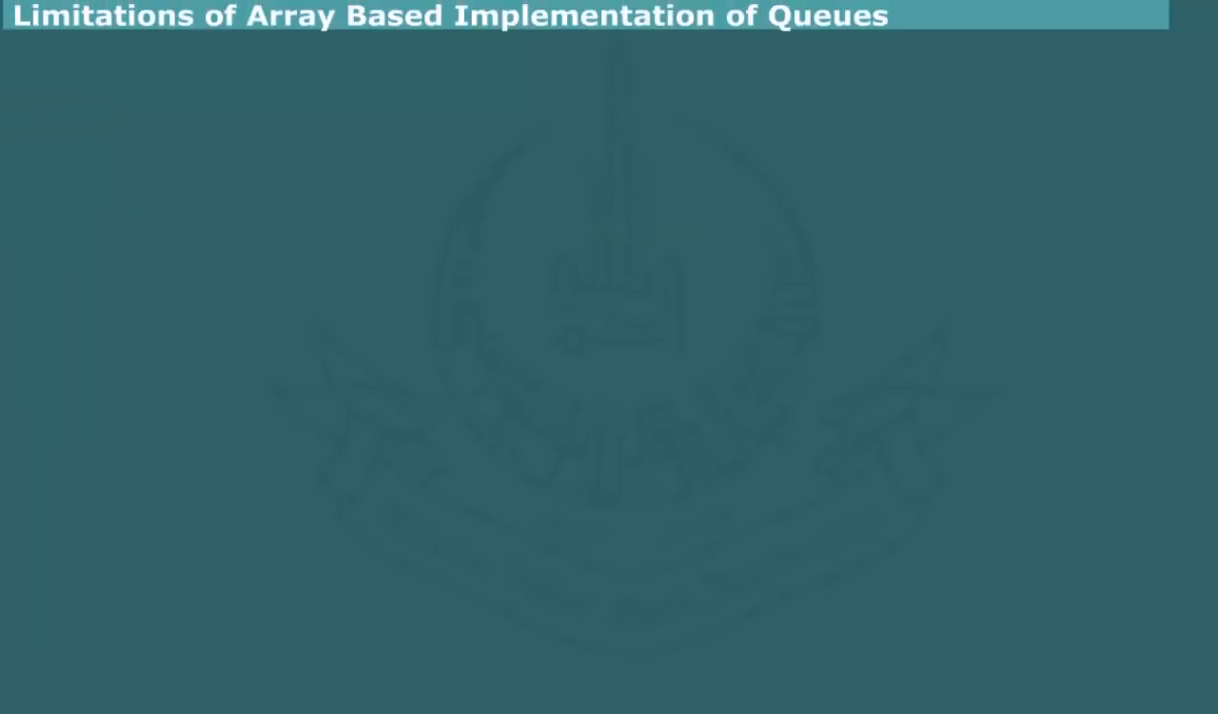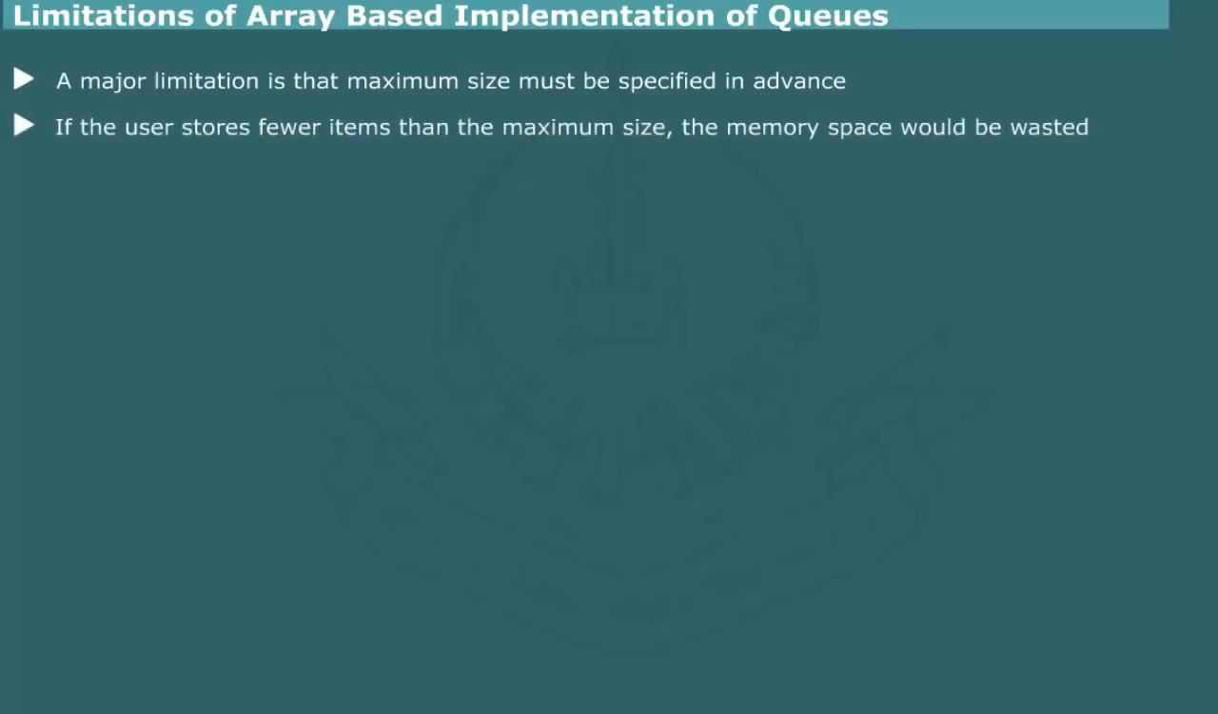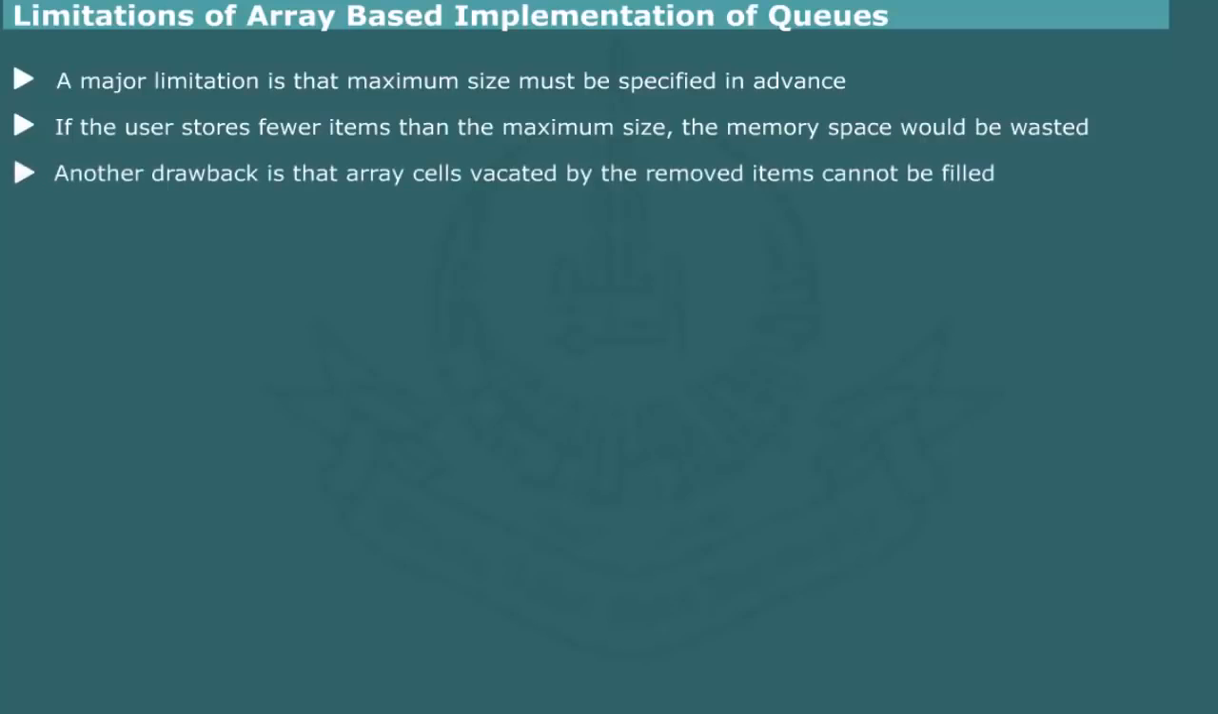Limitation of array-based implementation of queue. A major limitation of the array-based design is that the maximum size of the queue must be specified in advance. If a user needs a queue to process fewer items than the prescribed size of array, a lot of memory space would be wasted. Another serious drawback of the array-based scheme is that the slots created by removing of items from an array cannot be filled by the new incoming items.